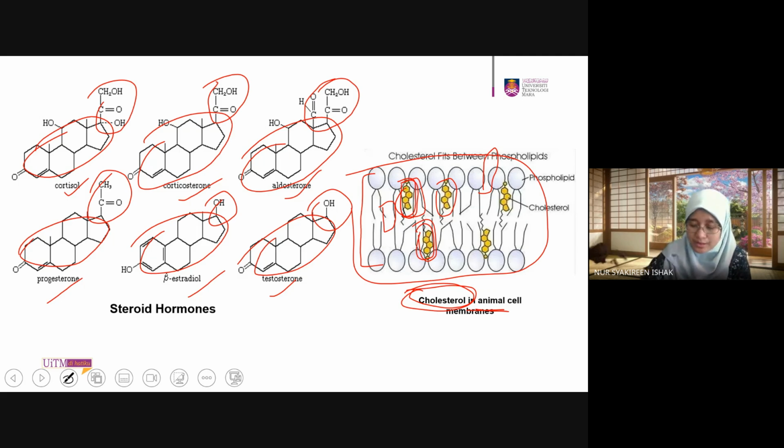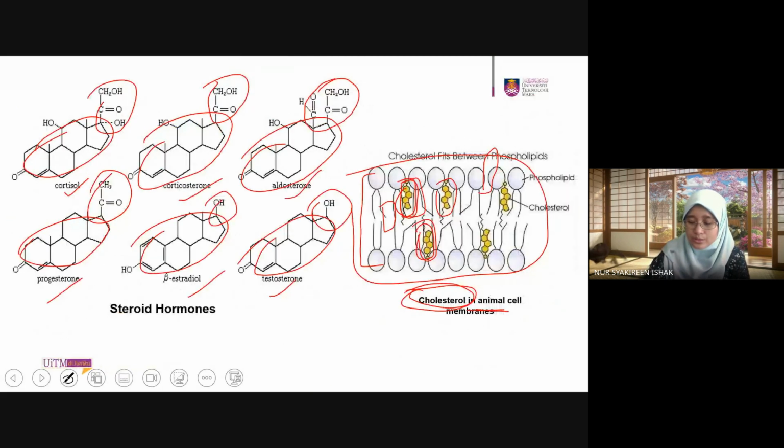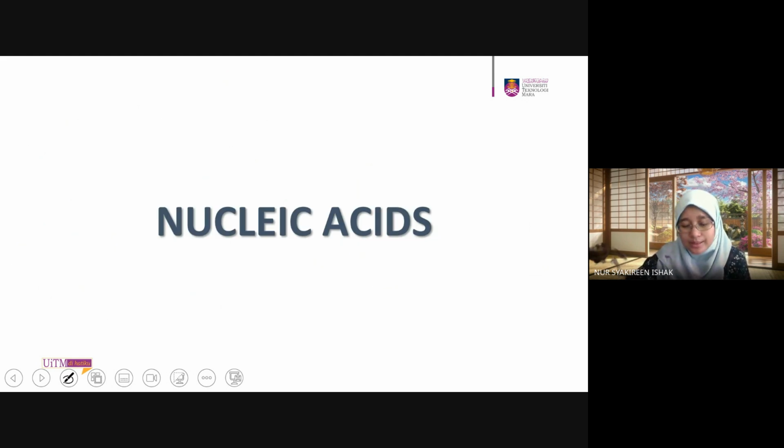Okay. Same goes for cholesterol. Asalnya macam ni kan, dia punya side chain. Alright. So between the different steroid hormones, they will have different structures, especially the one located here. Okay, so that's done with the phospholipid and also steroids. Do you have any questions regarding the two molecules, the phospholipid and also the steroids? Ada soalan? Faham?